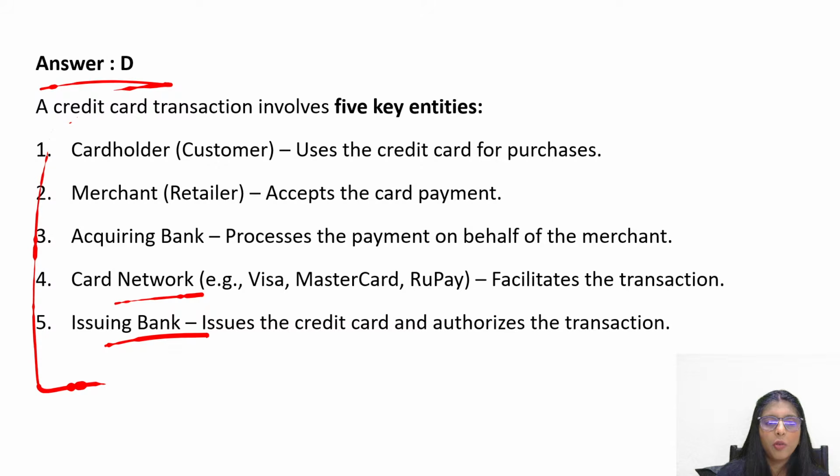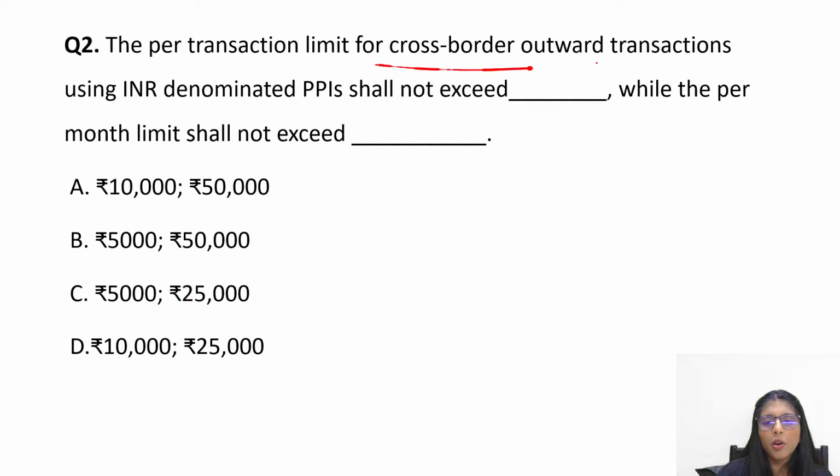The per transaction limit for cross-border outward transaction using INR denomination PPI shall not exceed dash, while the per month limit shall not exceed dash. The answer is 10,000, while the per month limit shall not exceed 50,000. So option A is the right answer.